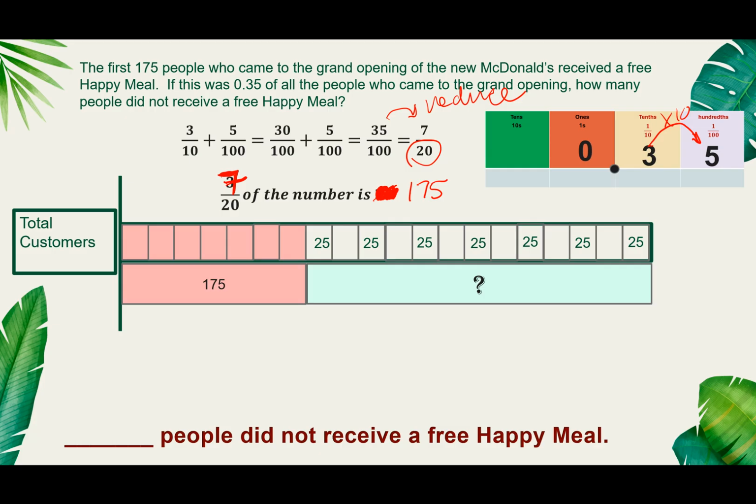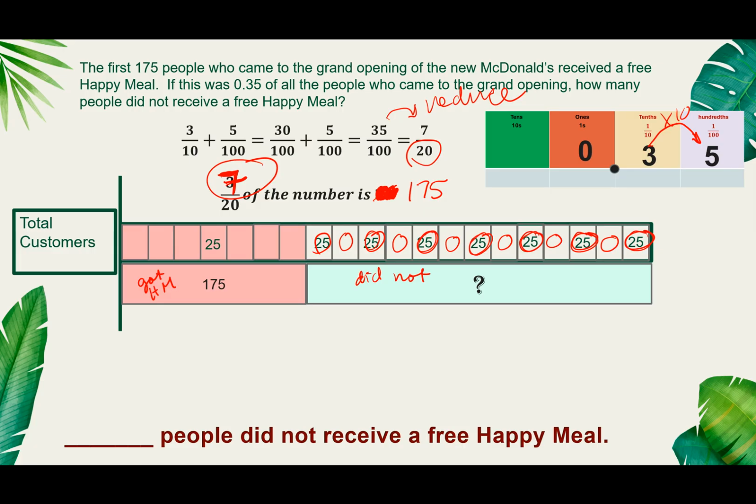25, and we are looking at how many did not, right? So these got Happy Meals and these did not get Happy Meals, and we're asking for that part of the bar. 175 divided by 7 equal parts, each one of them is 25. So that means each one of these got to be also 25. Therefore, how many did not get Happy Meals? 25. How many times? 1, 2, 3, 4, 5, 6, 7, 8, 9, 10, 11, 12, 13. Or we can say if 7 got Happy Meals out of 20, then 13 equal parts did not, right?